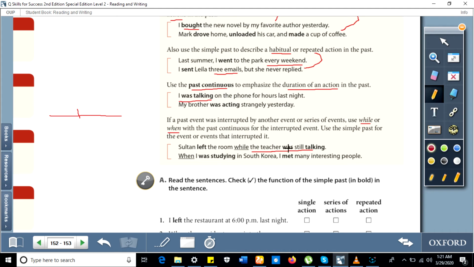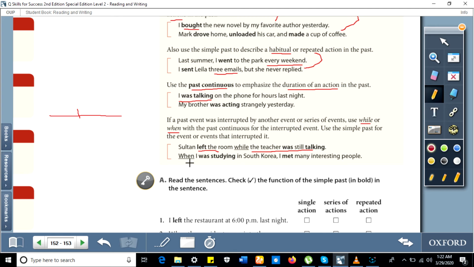What happened? Somewhere here, Sultan left the room. Right? So that's how the action was interrupted. So for this you use simple past, and for the duration you use past continuous, and for that action that interrupts the duration, use simple past. And always this while and when we use it with the duration.